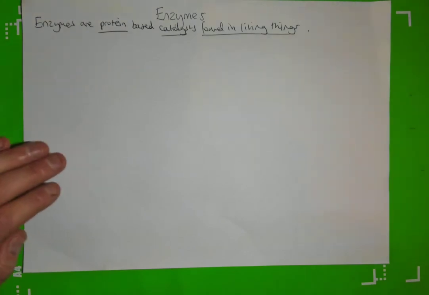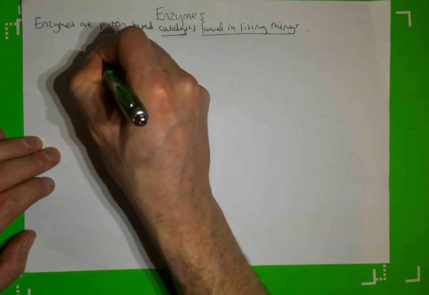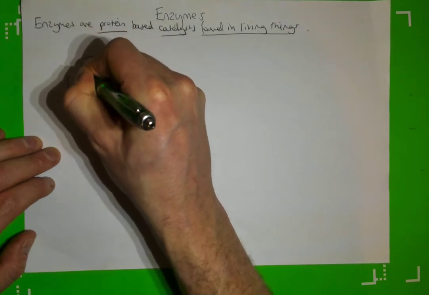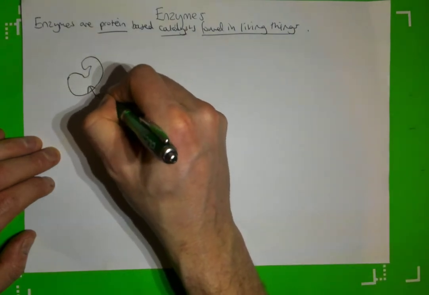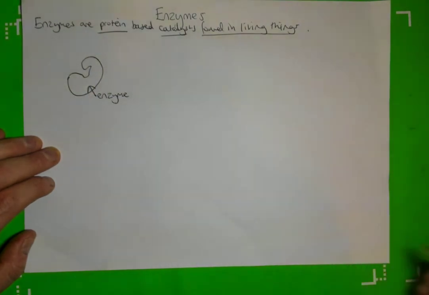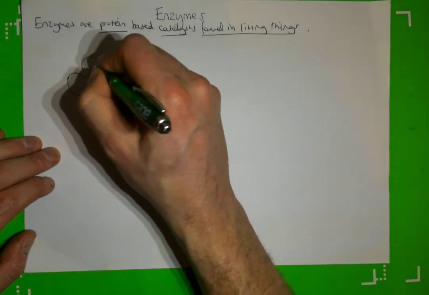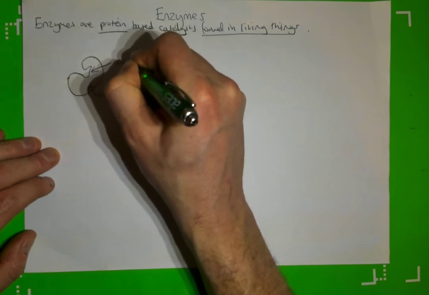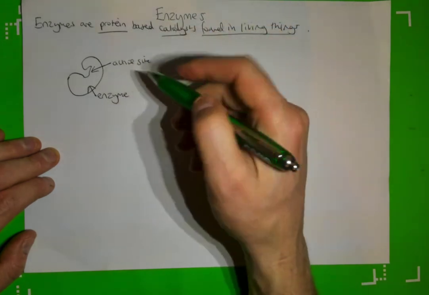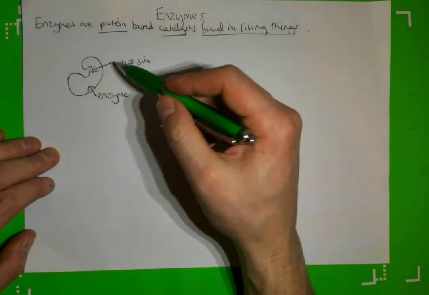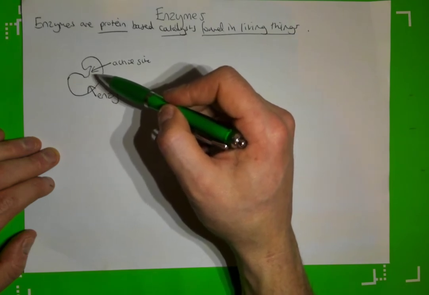So let's have a look at how an enzyme works. So here I've got an enzyme. So there's my enzyme. And here, this little area here is what we'll call the active site. Okay, so the active site is a little cleft or crevice which is a part of the shape of an enzyme. And this is where the reaction takes place.